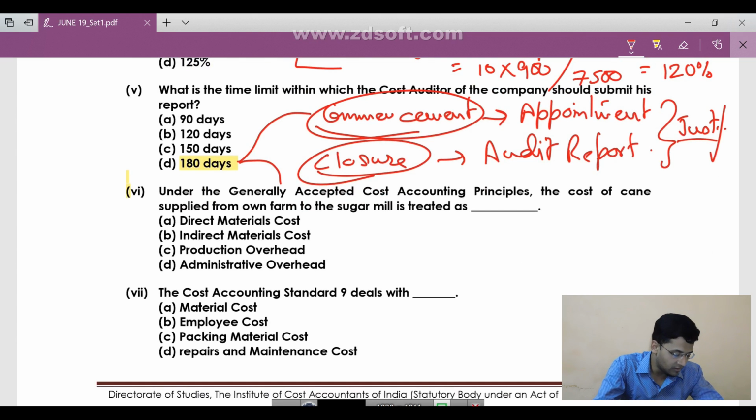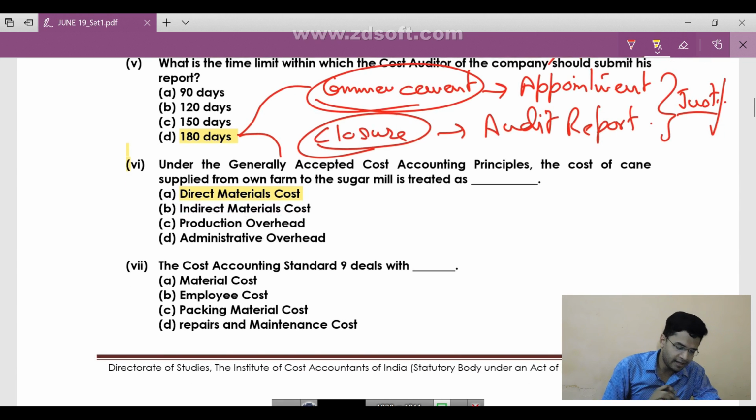Let's go ahead. Under generally accepted cost accounting principles, the cost of cane supplied from own farmhouse, we have a farmhouse where we are producing sugar cane, is to be treated as what? Guys, it is to be treated as direct material cost. Even if you have self-procured your material cost, the CAS which deals with material cost clearly says that even if you have self-procured or self-manufactured your raw material, that cost should be included while computing the cost of production. So the answer is direct material cost.